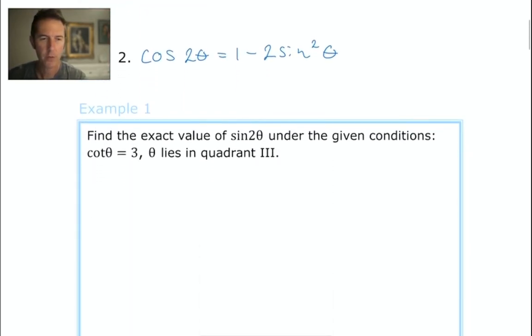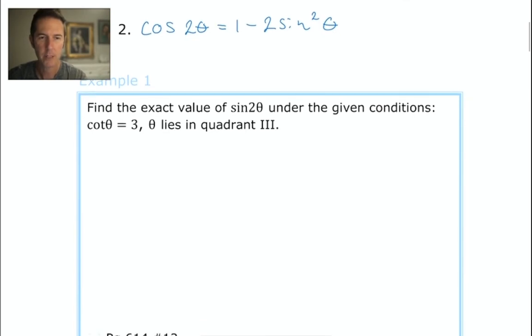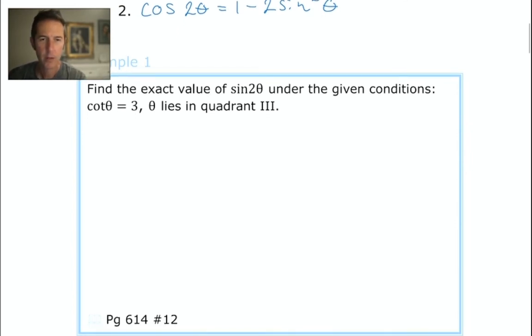So those are some of the tools that we're going to be using. Let's have a look at this first example problem. We're being asked to find the exact value of sine 2 theta under the given conditions. I've got cotangent of theta equals 3, or 3 over 1, and theta is in the third quadrant. And I'm such a fan, as you have figured out by now, of drawing diagrams, so I'm going to draw us in the third quadrant. Adjacent over opposite is going to be 3 over 1. That is cotangent. Adjacent is 3, opposite is 1.